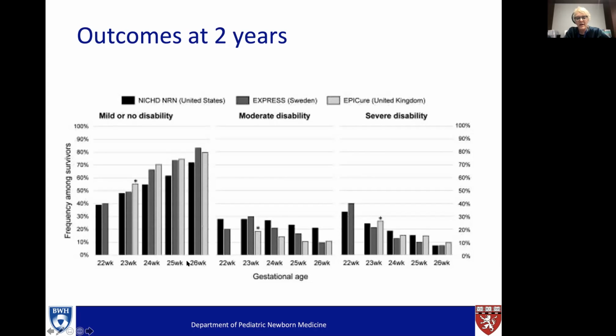And obviously, how immature you are does drive your risk. The chances of having no disability as a 22 to 23 weeker is essentially less than 50%. Whereas as a 26 weeker, you've got only about a 25% chance of having significant disability. So those are outcomes at 2 years of age, but what about at later times?